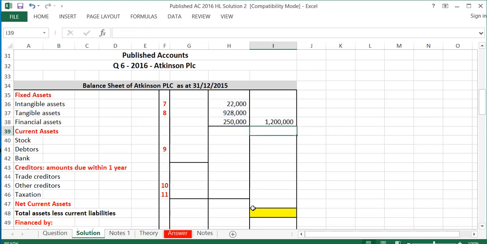So 1.2 million. Now, the next thing I have to do in my balance sheet are my current assets. So the first thing that will go in here is closing stock, and closing stock is just from note 1 of the question, 76,000. No workings needed there.